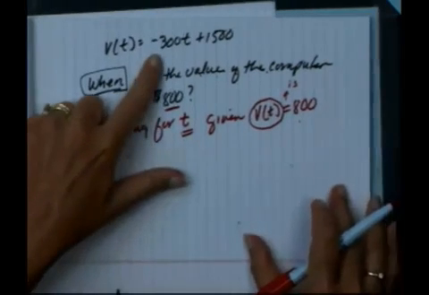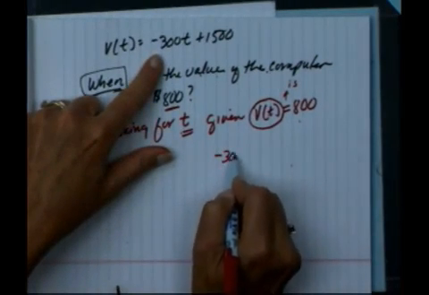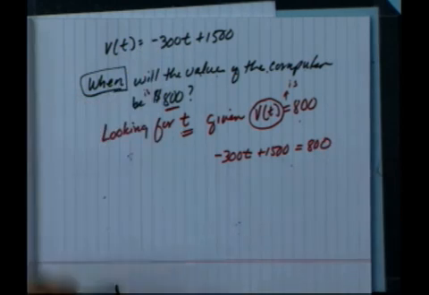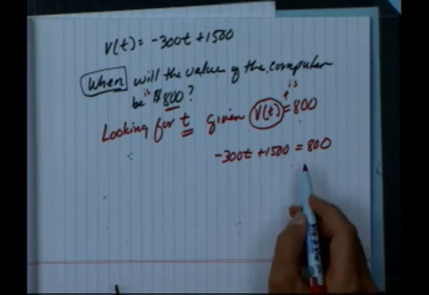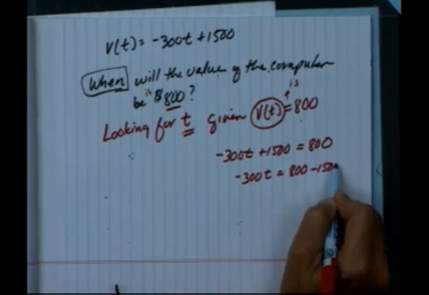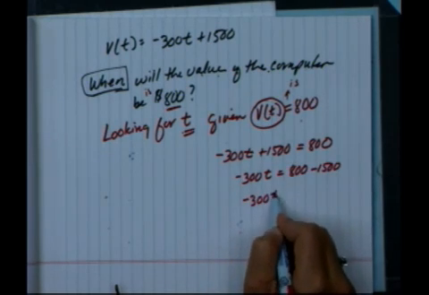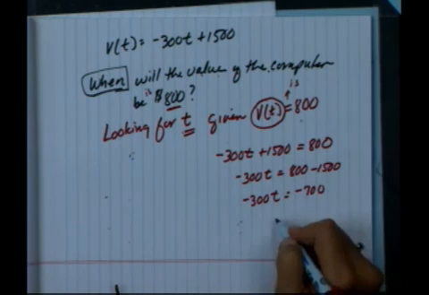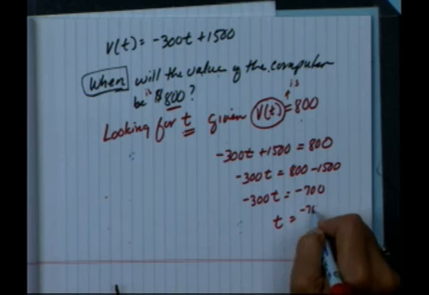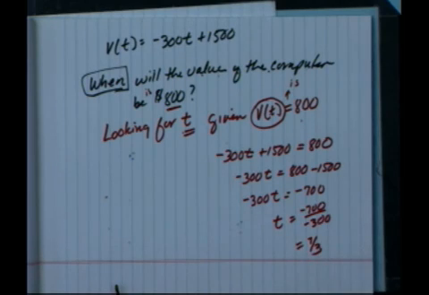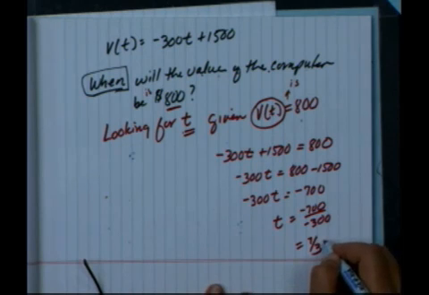Okay, so now all we have to do is say, well, what is V of t? We've got negative 300t plus 1,500 equals 800. Now we're just going to solve the equation. So of course I'm going to subtract 1,500 from both sides. 800 minus 1500. So negative 300t is equal to negative 700. So t then is negative 700 divided by negative 300, which is 7/3, which is equal to what?